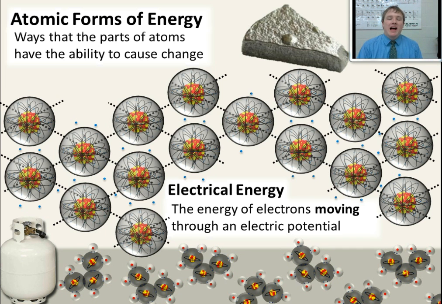And when we apply an electric potential to either side of this substance, we see that the electrons are then able to move easily from one place to another. And because they're able to flow from one place to another, we have electrical energy moving, the flow of electrons.